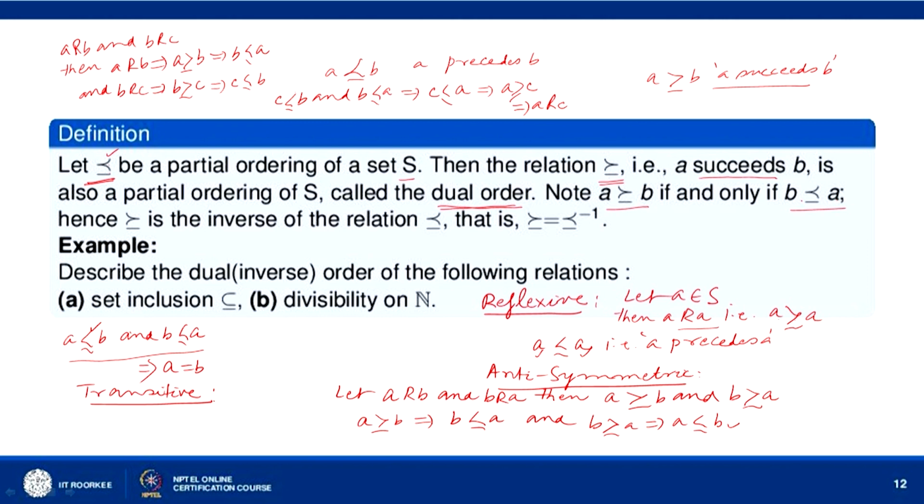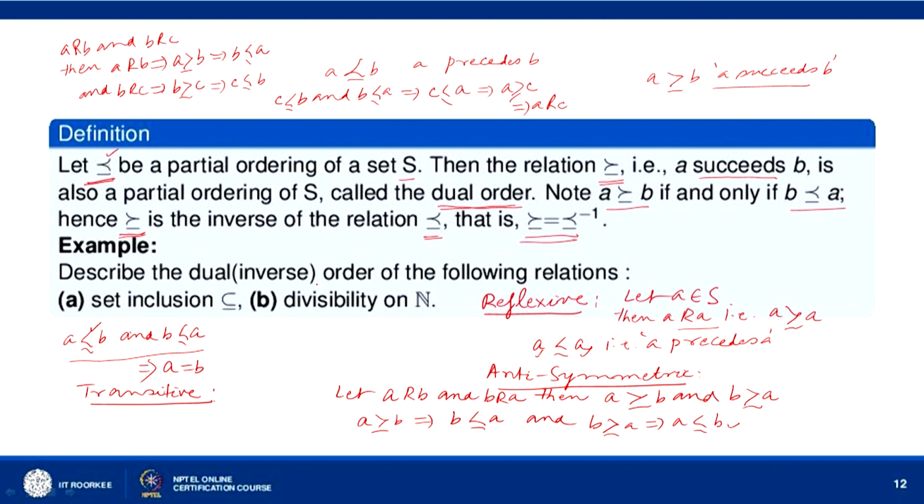Hence, this notation is the notation for A succeeds B. This notation is the inverse of the notation for A precedes B. This is the notation for A precedes B and this is the notation for A succeeds B. So this is the inverse of this relation, and we show it by writing that A precedes B is equal to the inverse of A succeeds B, the inverse of this notation.